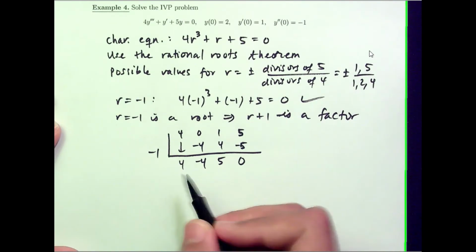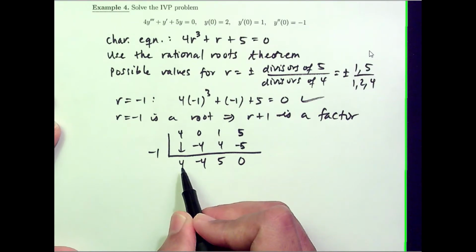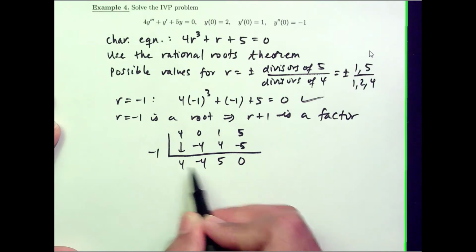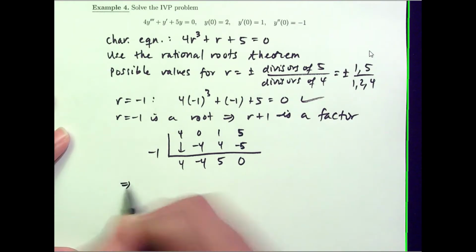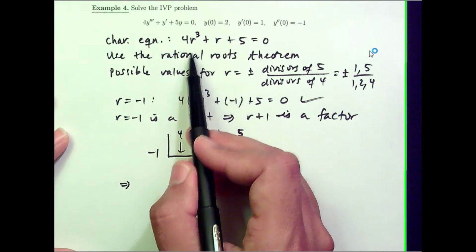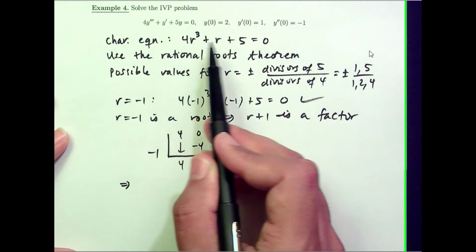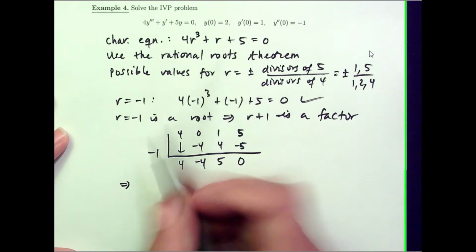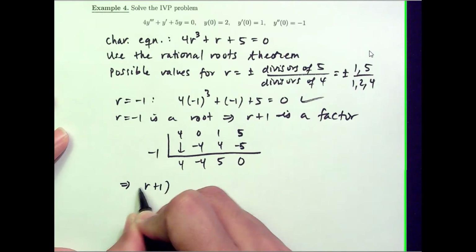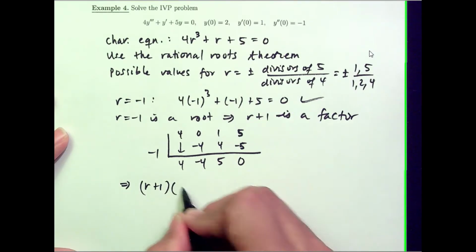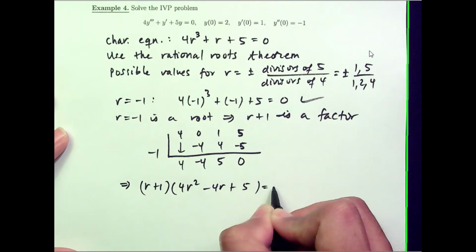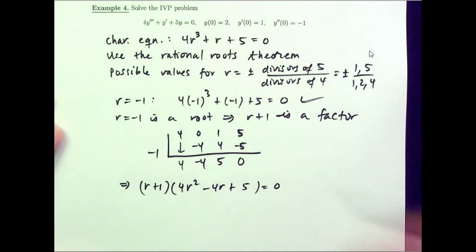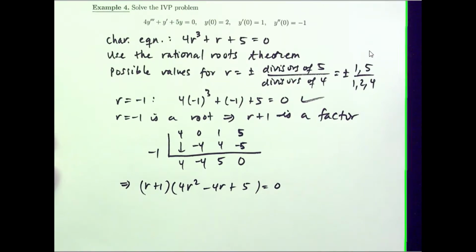So that means that once you divide, you get the factorization. The result is 4r squared minus 4r plus 5. So that means that this thing right here factors as r plus 1 times 4r squared minus 4r plus 5 equals 0. And you don't have to use synthetic division. If you prefer long division, use that instead. I don't care.